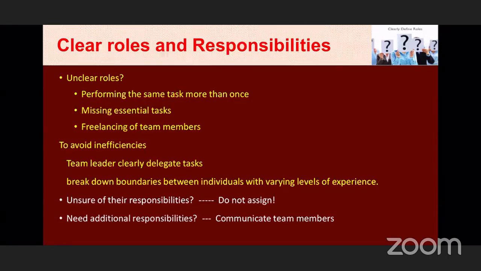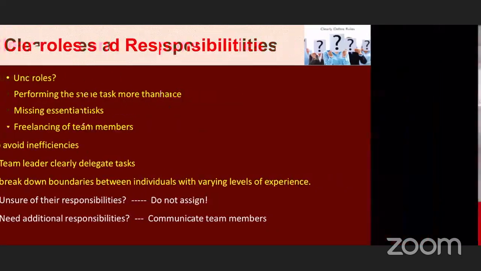So if we are unsure about their responsibilities, do not assign the task. And it is very clear, if the team leader wants to endorse some additional responsibilities to any member of the team, he must discuss and communicate with the team member.